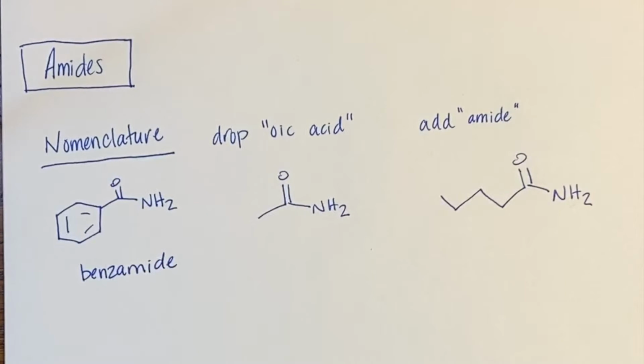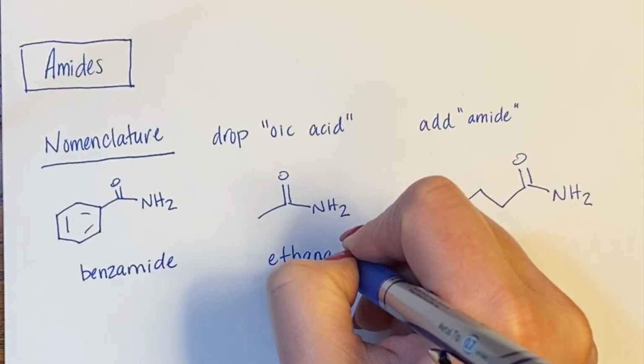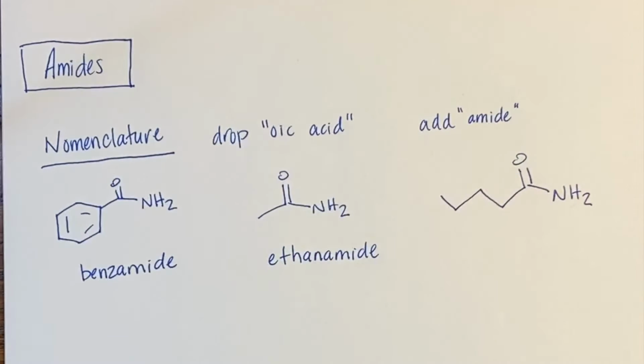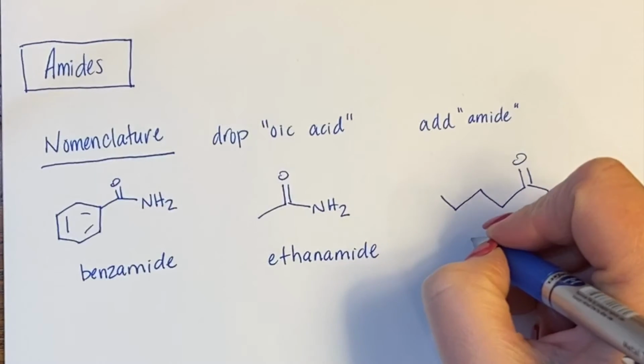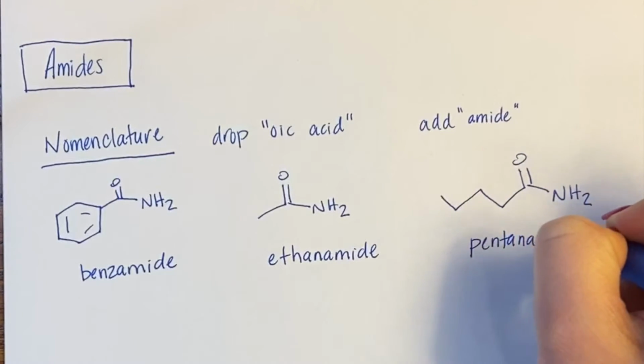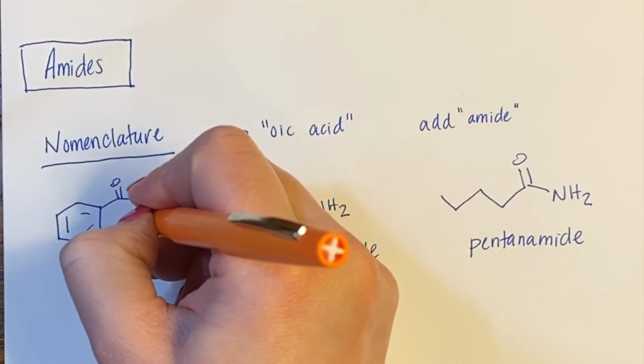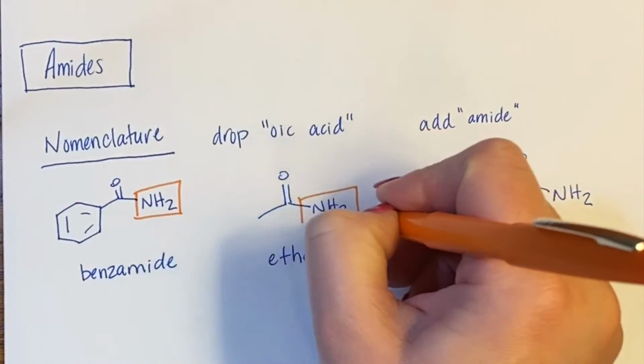For the next compound, the parent carboxylic acid would be ethanoic acid. So when I drop the oic acid and add amide, I get ethanamide. And in the third one, we have a 5-carbon parent chain. So when we drop the oic acid and add amide, we get pentanamide. Now, there are lots of different types of amides that we will need to name, and these first 3 examples here all have a nitrogen that's also bonded to 2 hydrogens.